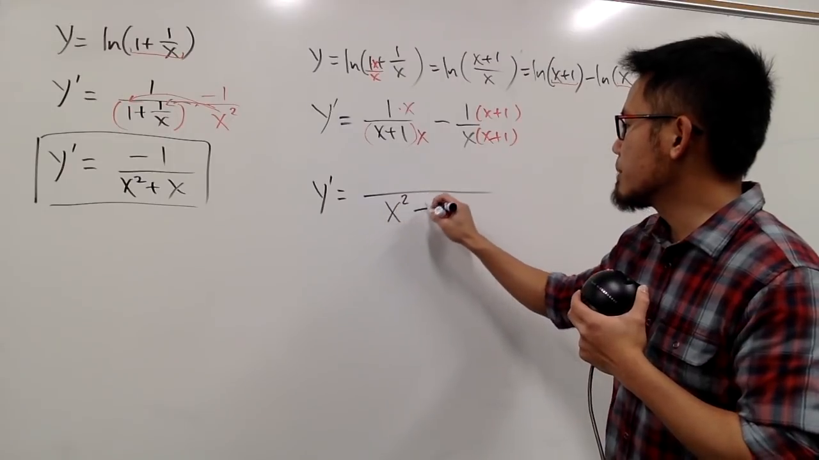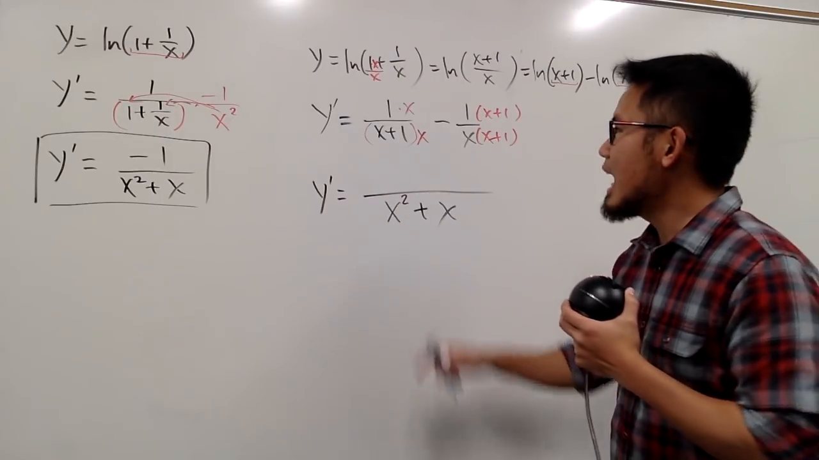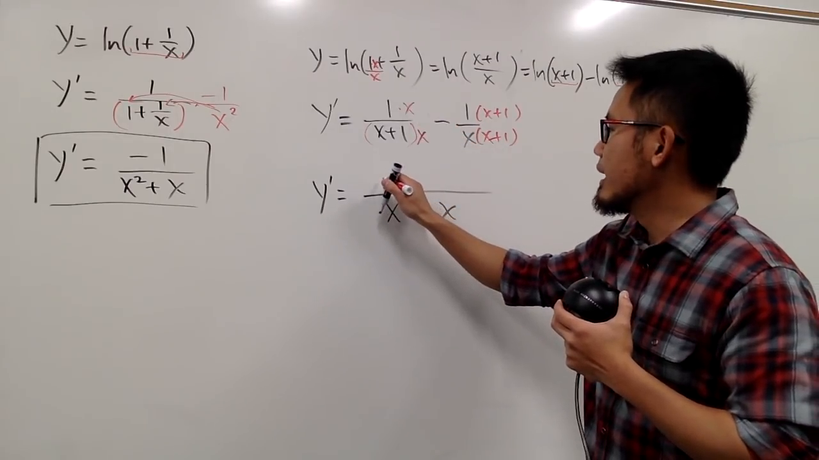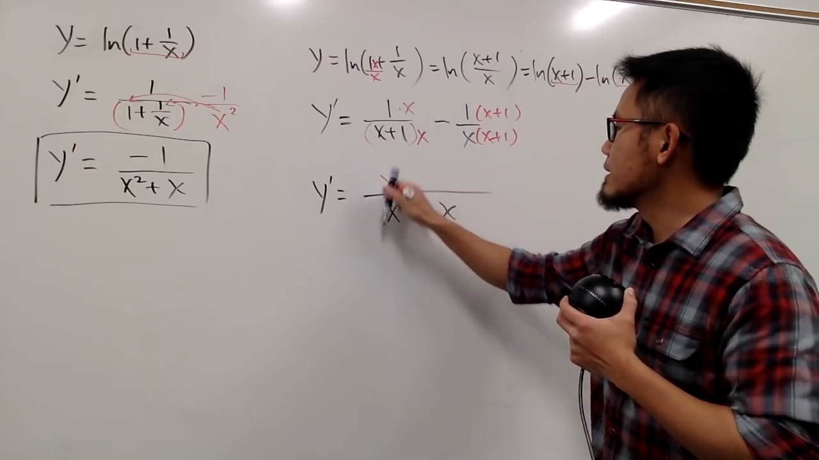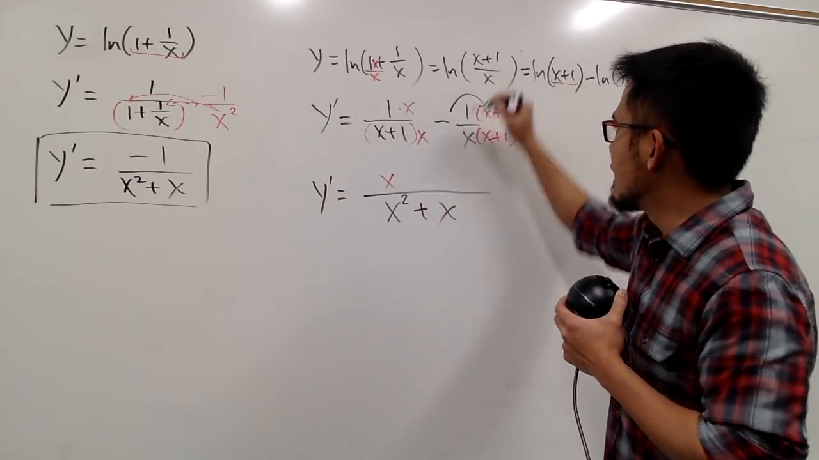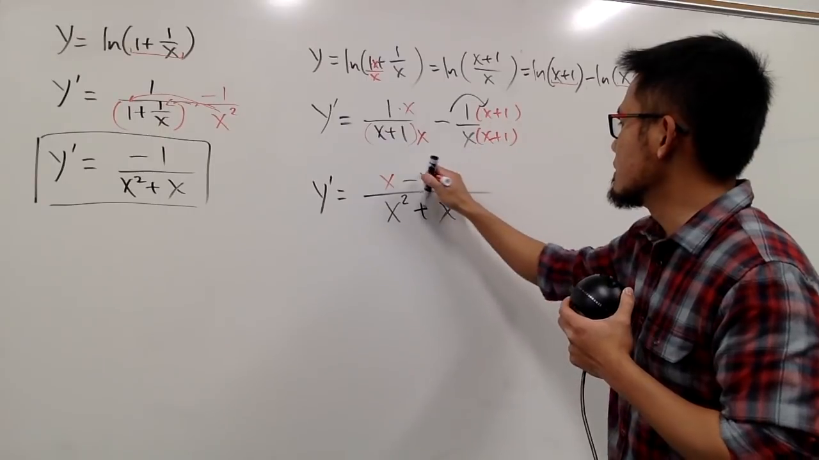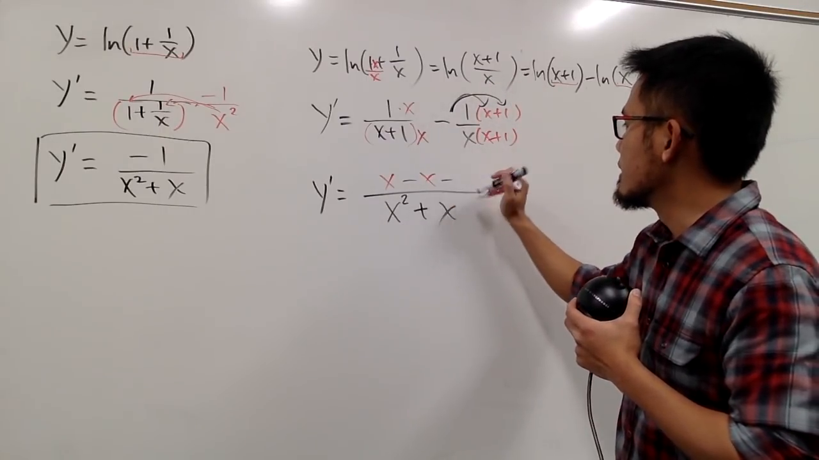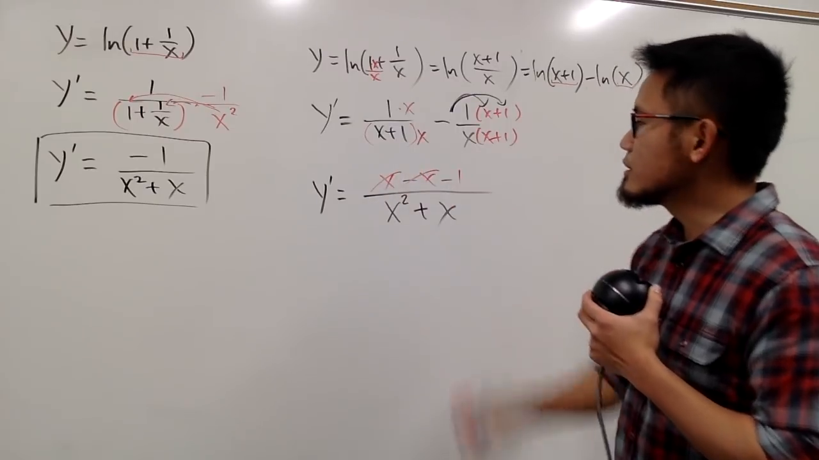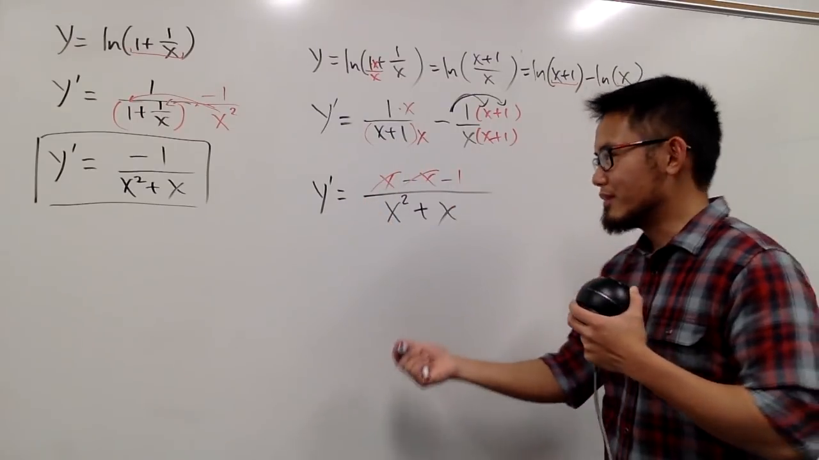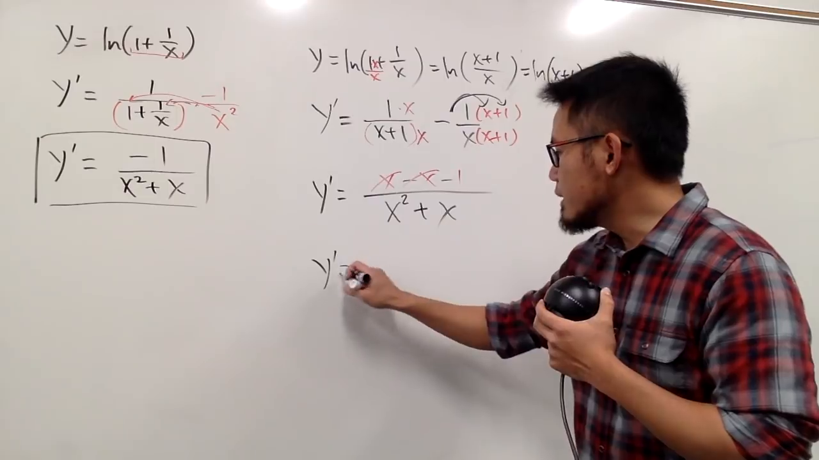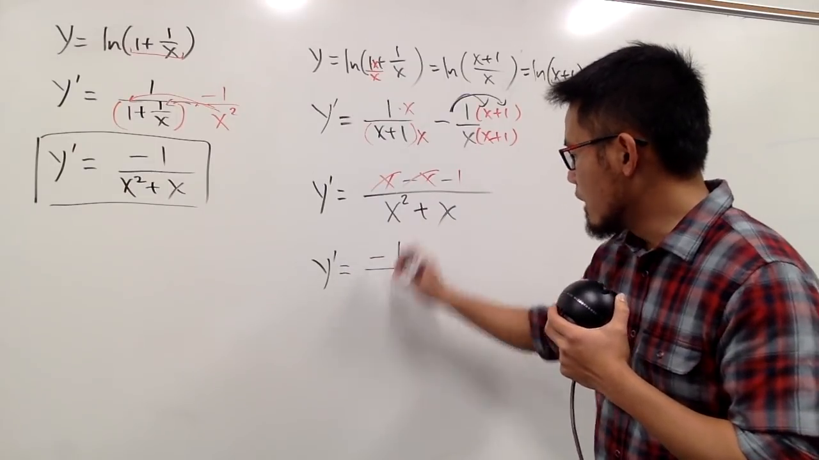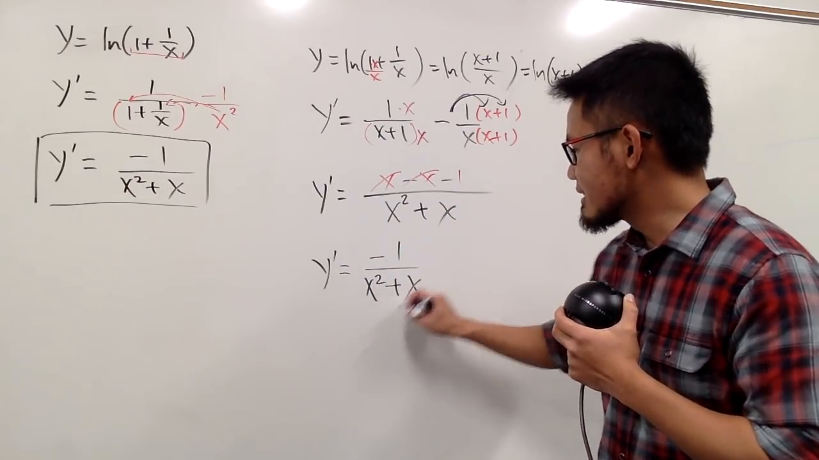So we get x squared plus x. And then on the top, this is just x. And then let me just put x. And then take this, multiply. So we have minus 1 times x is x. And then minus 1 times 1 is just another minus 1. And you see, this and that will cancel out. So we do have the same answer. y prime is equal to negative 1 over x squared plus x.